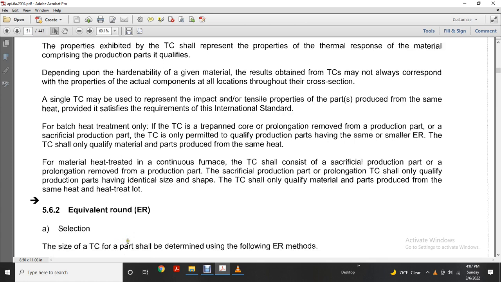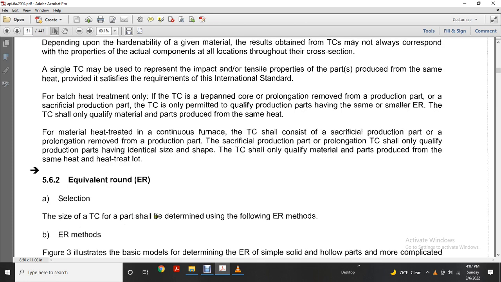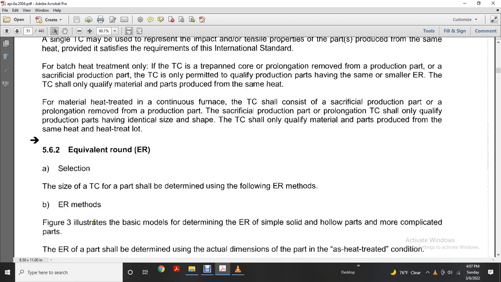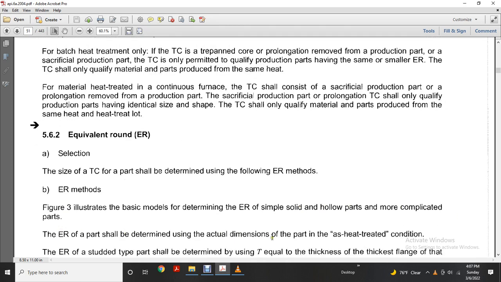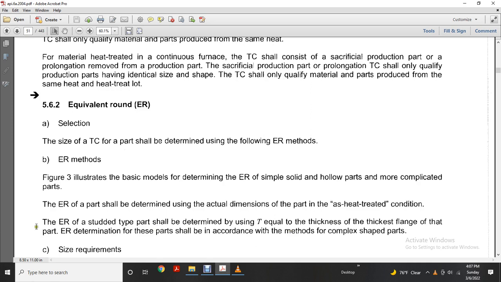Equivalent round, ER, selection. The size of the test coupon shall be determined with the following equivalent round methods. Figure 3 illustrates the basic round used to determine the equivalent round for simple shapes, hollow parts, and more complicated parts. The equivalent round shall be determined from the actual dimension of the part in the heat treat condition. The equivalent round step depends on the type of part. T is the equivalent thickness of the flange for the equivalent round determination of these parts.